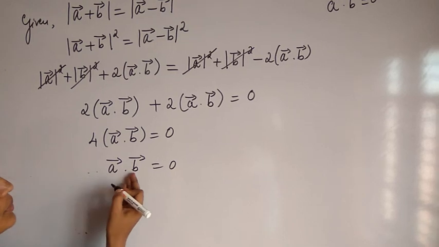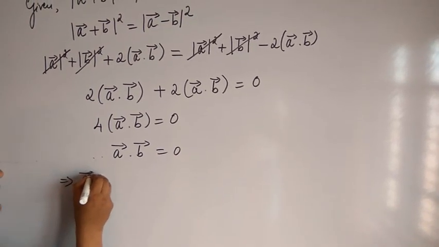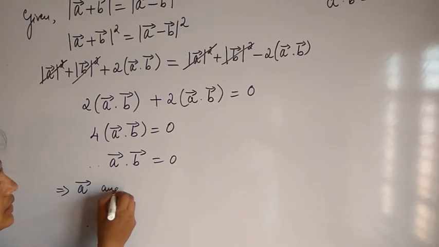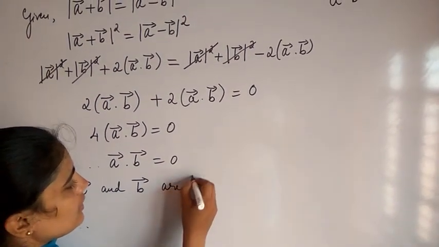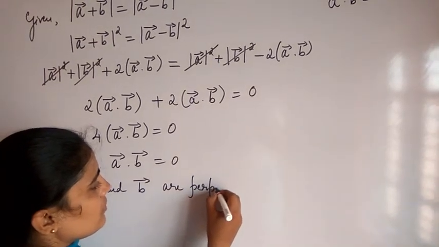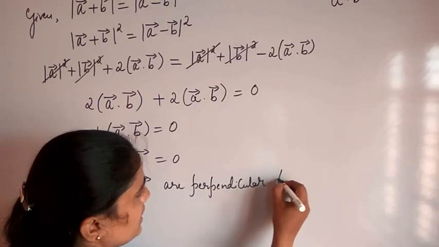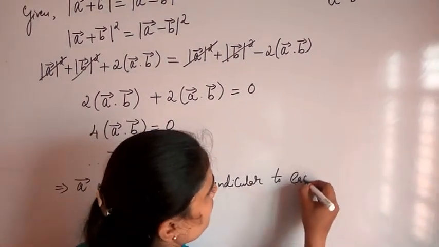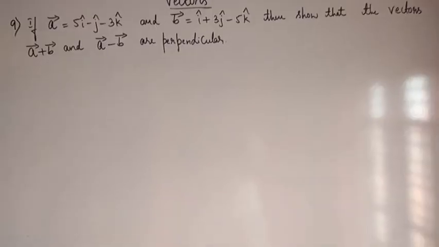So if the dot product is 0, clearly this implies vector A and vector B are perpendicular to each other. So this is the proof.